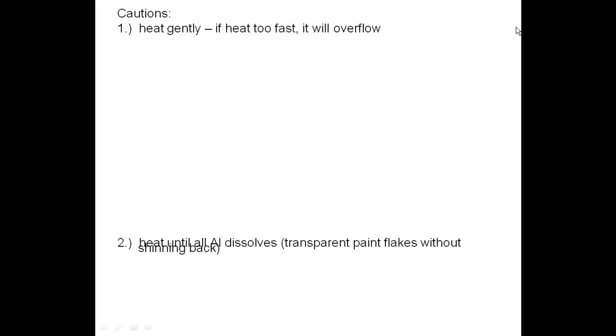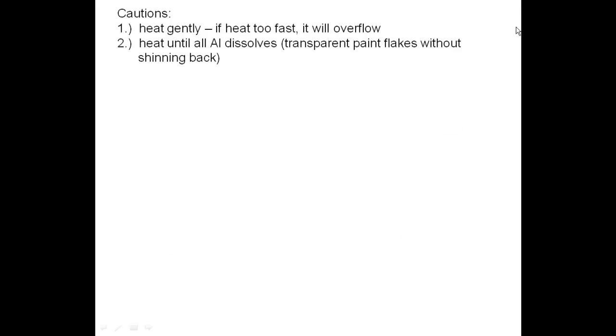Some cautions in this experiment. First one, you want to heat gently. If you heat too fast, it's going to overflow, which means sample's going to overflow. So you want to start up very slowly. If it starts to bubble, make sure you turn down the heat. Heat until all aluminum dissolves. How do I know all aluminum has dissolved? Basically, you should have little transparent paint flakes floating around with no shiny metal on them. Okay, that means all aluminum has dissolved.